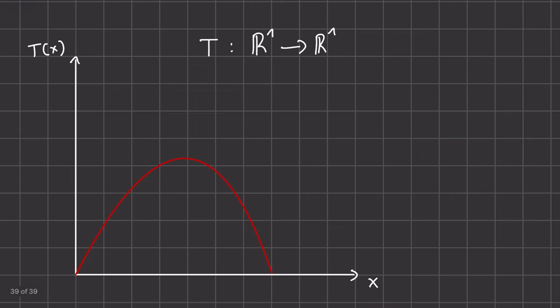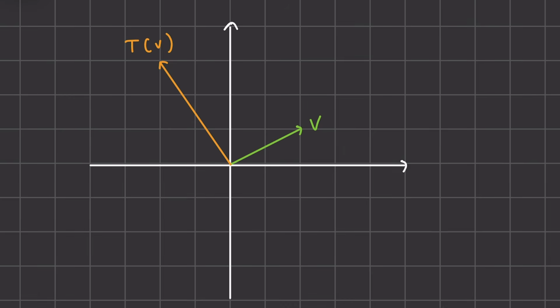Now, for this case, we do map 0 to 0. However, our transformation is no longer linear. X and T of x are not related through a line, but a parabola. Now, drawing two-dimensional transformations is not as easy anymore. However, I'll try to explain what is legal.